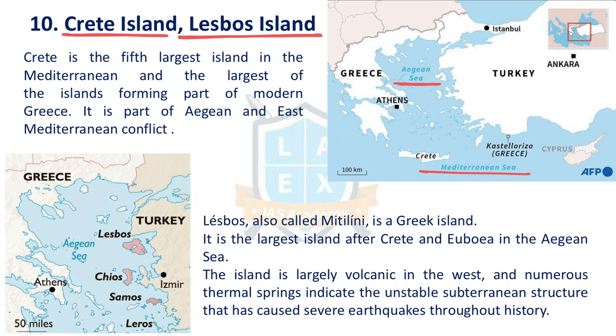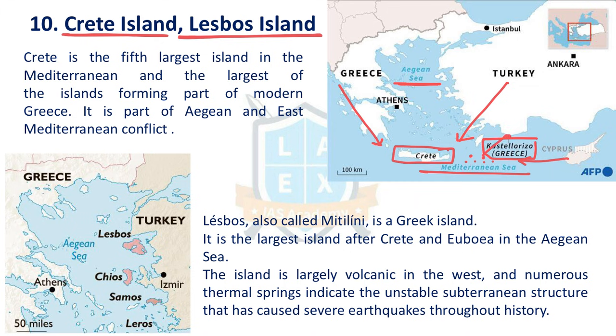Now, Crete Island is part of the Mediterranean Sea. It is between the Aegean Sea and the Mediterranean Sea. This island is in news because of the conflicting claims from Turkey and Greece. Greece and Turkey are claiming this Eastern Mediterranean region. Cyprus, one of the island countries, is also claiming this region. Greece says, as Kastellorizo Island belongs to Greece, this region belongs to Greece.